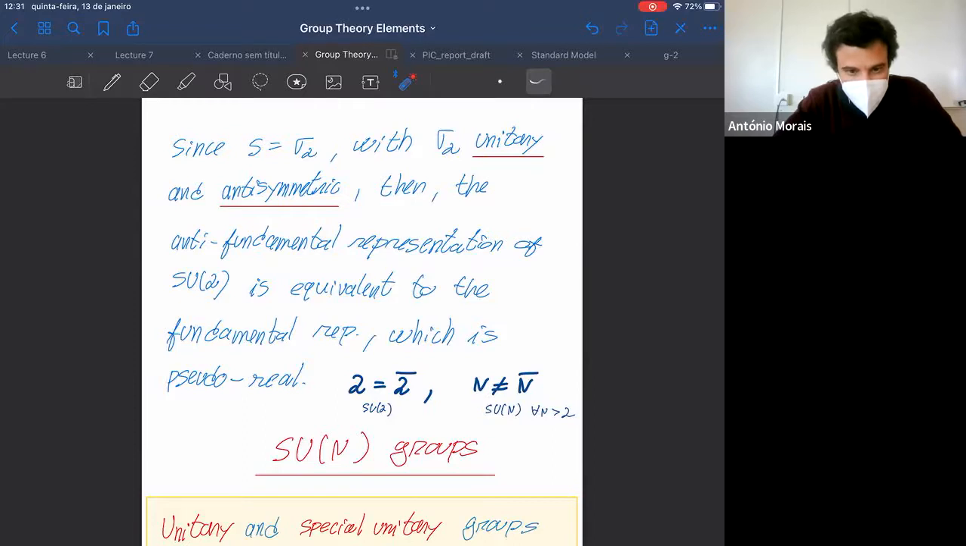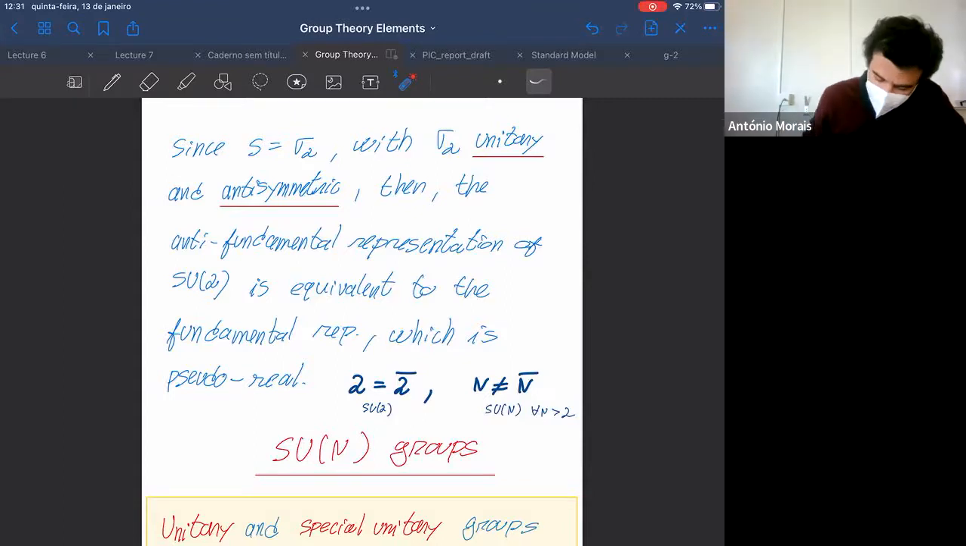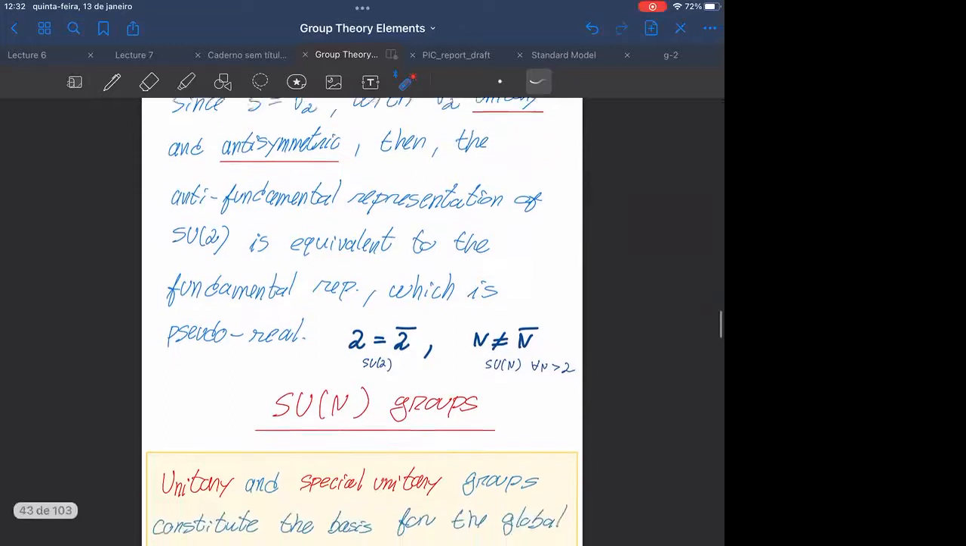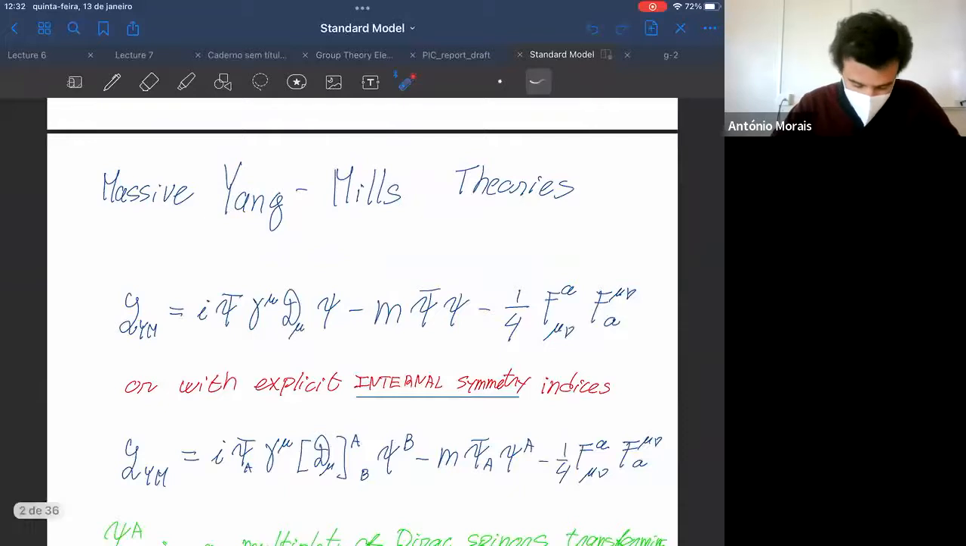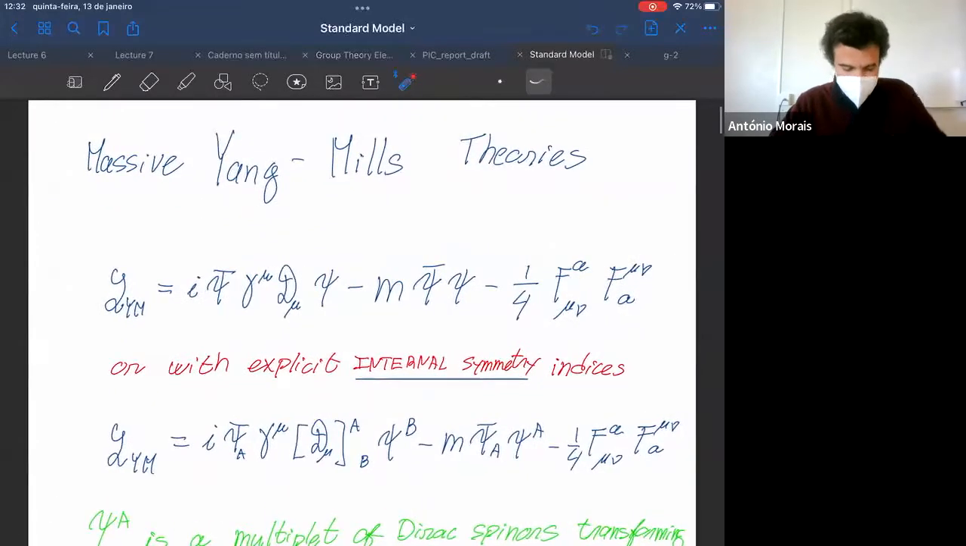It's pseudo-real, said with more accuracy. But this is not what happens in general for SUNs. But this is why we no longer put bars on 2s. In SU2, you always put it without a bar. Okay, is it clear? Okay, it's clear. Then you can digest this a little bit better on your own. But that's explained there.